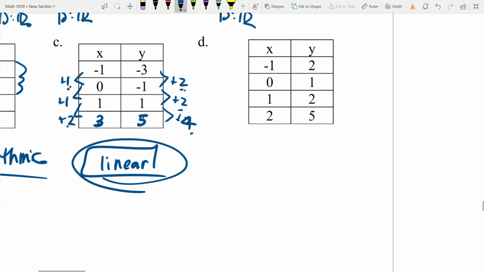Okay, let's check if this guy's linear, okay? So everybody go plus 1, plus 1, plus 1. Right here you would go minus 1. Is 1 minus 1, 2? No, so I know this is not linear. So the only linear one is question C, okay?